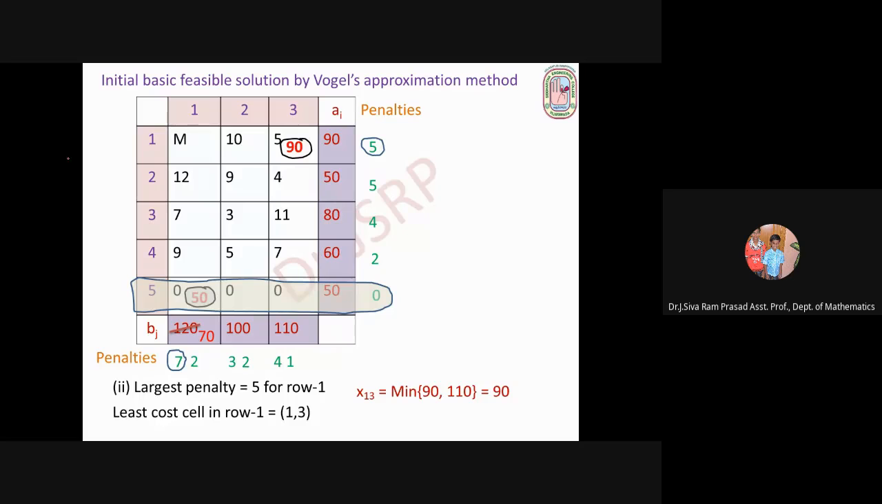Okay, so observe which constraint is satisfied. The total available amount is 90, so all 90 units are transported. That means the row constraint is satisfied, so we cross off row 1. Observe the third destination. The requirement is 110. Out of 110, 90 are obtained, so still there is some requirement. The remaining required amount is 110 minus 90, that is 20. Then cross off row 1.